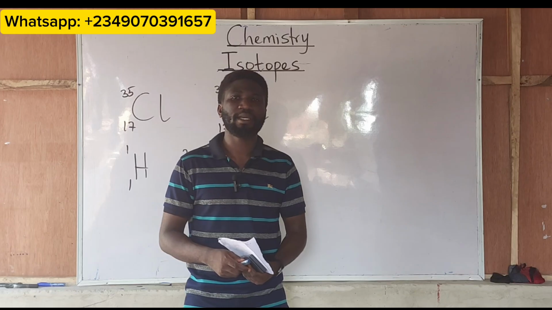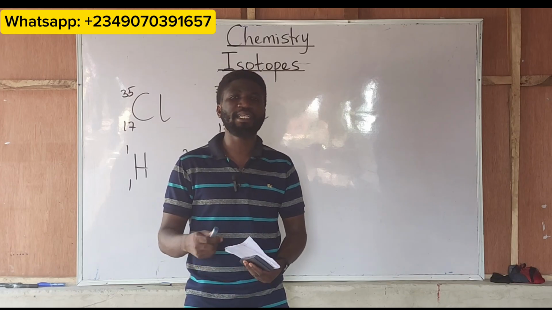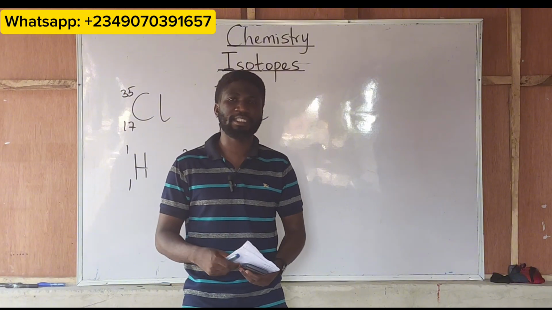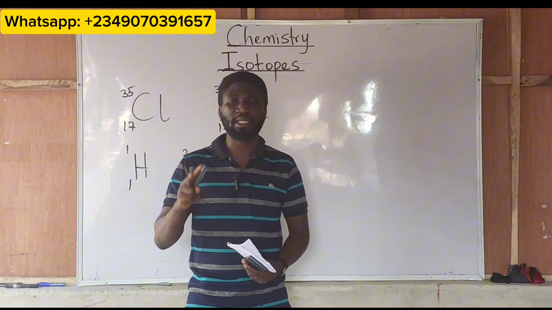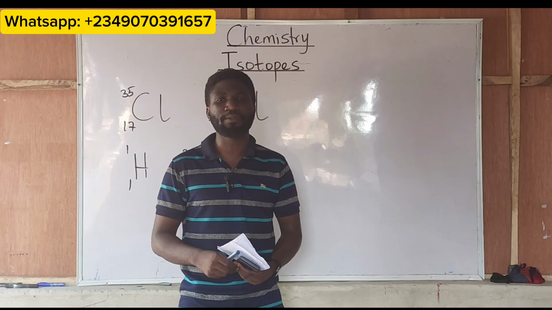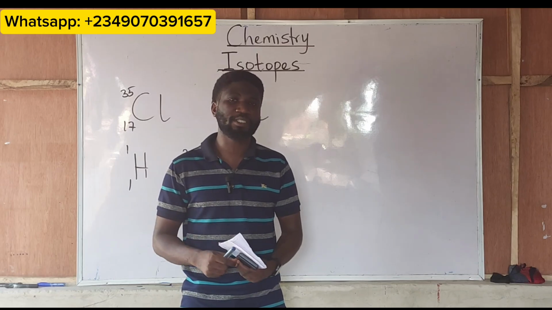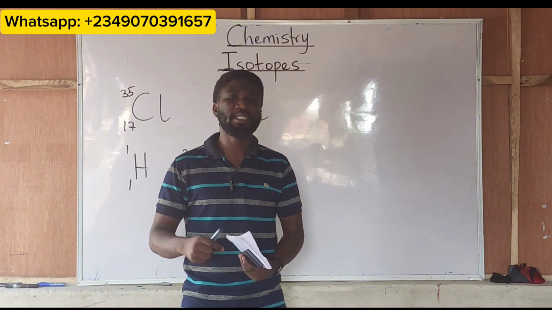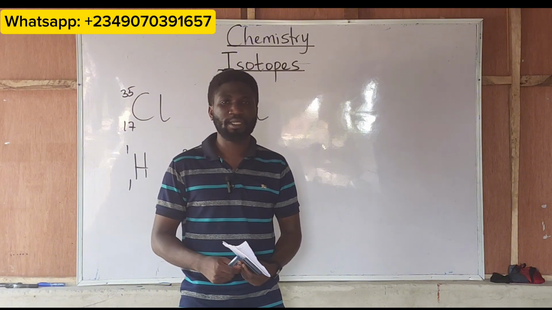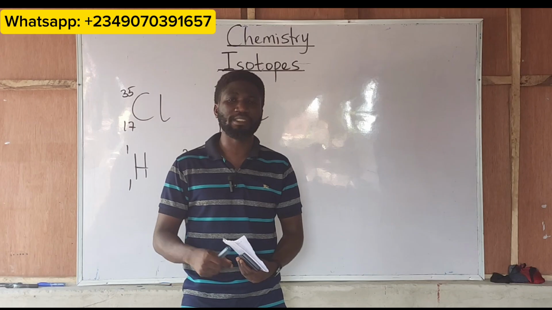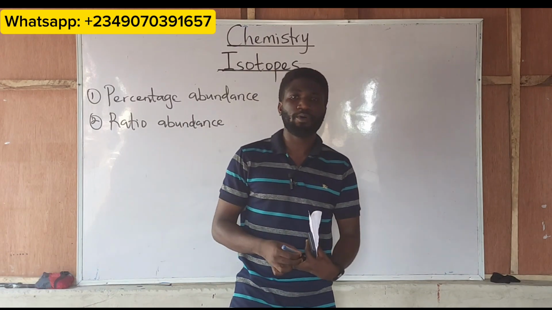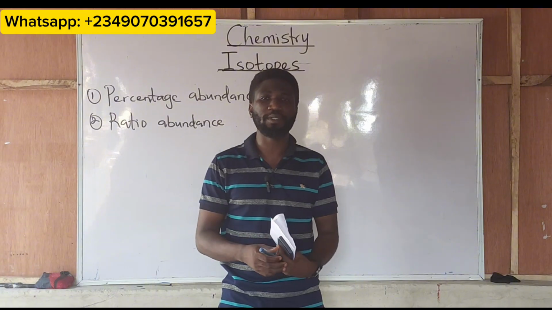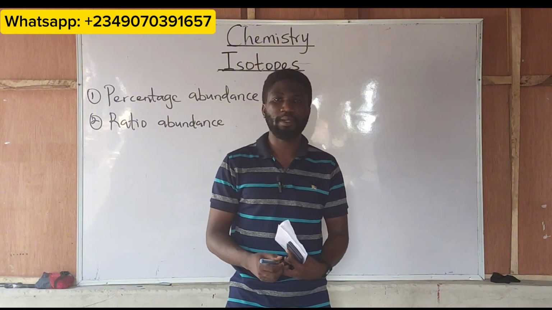The next thing is, how do we calculate the relative atomic mass of an isotope? How do we calculate the relative atomic mass of an isotope? There are two ways by which you can calculate the relative atomic mass of an isotope. Number one, it is by using the percentage abundance. And number two, by using the ratio abundance. So I will be giving us the formula that we are going to be using in calculating the relative atomic mass.